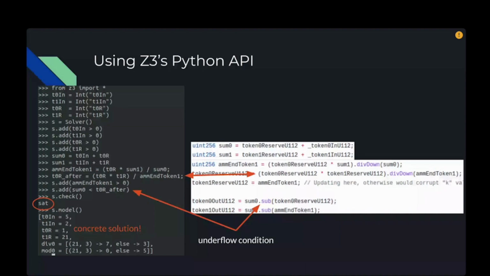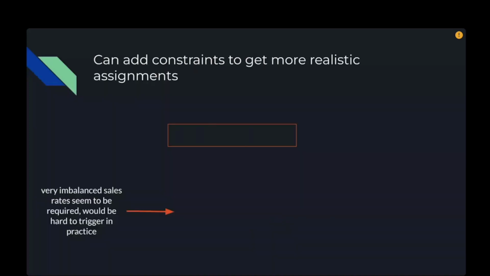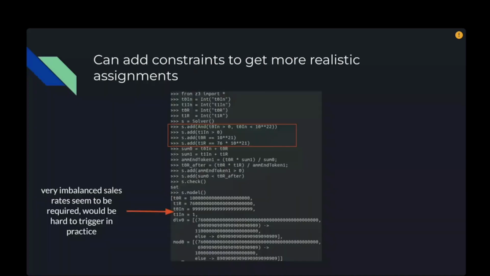And then, even cooler, you can get the concrete solution out of that by doing s.model, and it gives you the set of initial input variables that you declared for the token reserves and the token inputs that actually results in an underflow, and then you can check it and make sure it's correct. This isn't a terribly interesting concrete solution because the numbers are so tiny, right? So if you want to, you can add more constraints to get more realistic assignments.